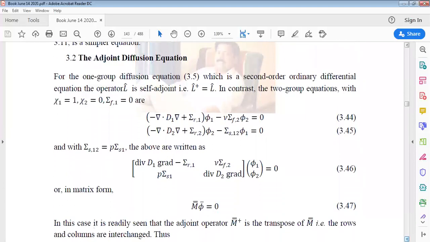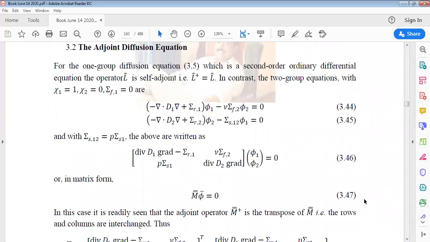Before I take you to practical aspects, let's brush up a little bit more on our theoretical base. So let's look at the adjoint diffusion equation. Now I told you adjoint has a mathematical significance and it has a physical significance. So let's look at the mathematical significance first. For the one group diffusion equation, which is a second order ODE, the operator L is self-adjoint. So you can show that there's a property of self-adjointness that, for example, the second derivative, d2 dx squared, is self-adjoint because of its being second order. First order is not self-adjoint, as I'll just show you later on.